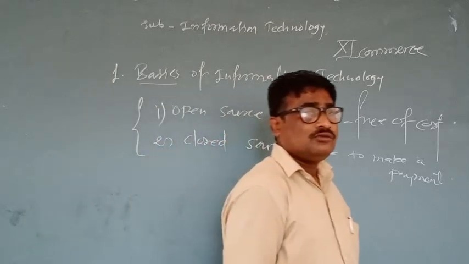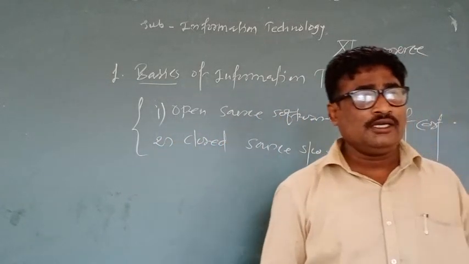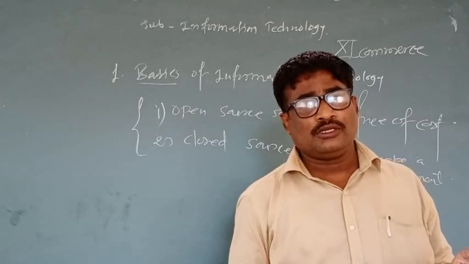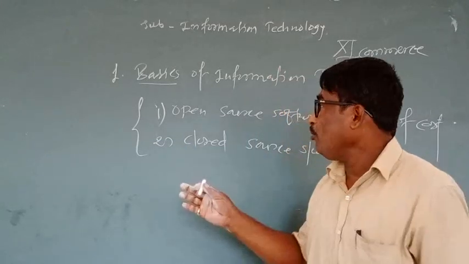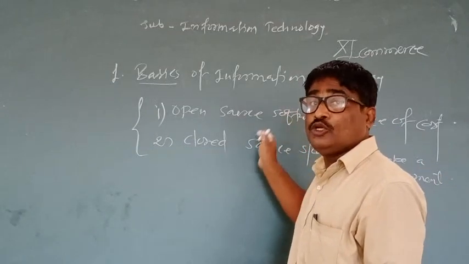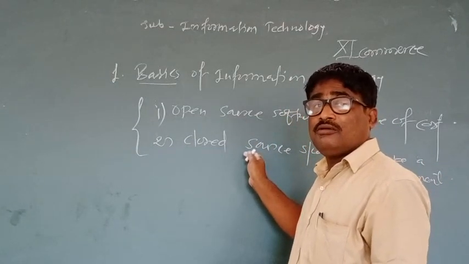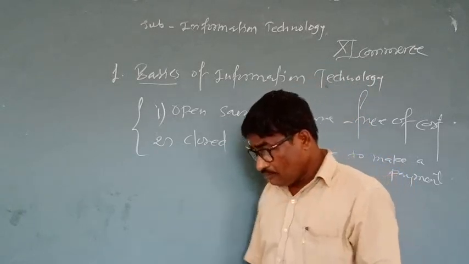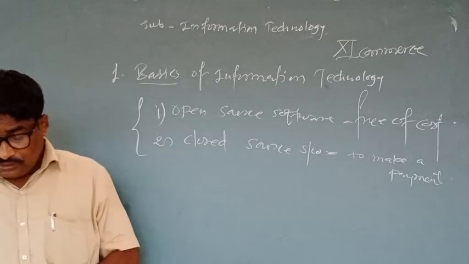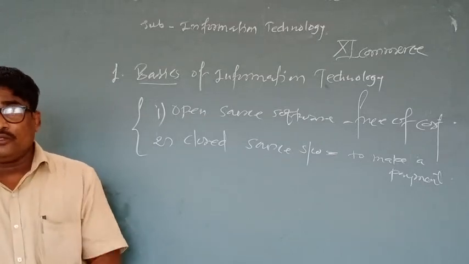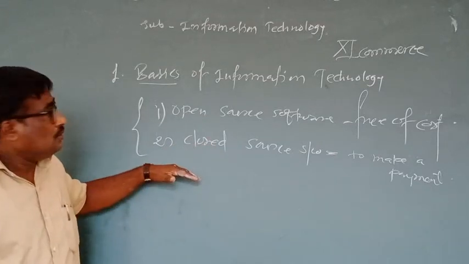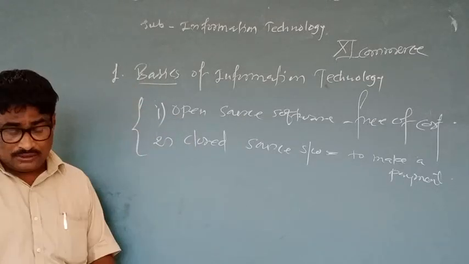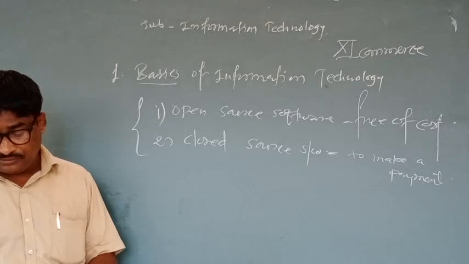You can see that on the internet, any software. There are two types of software: free of cost, free to use, and using payment. There are two types. Okay, those are the basics of software, hardware, open source software, closed source software, and memory units.